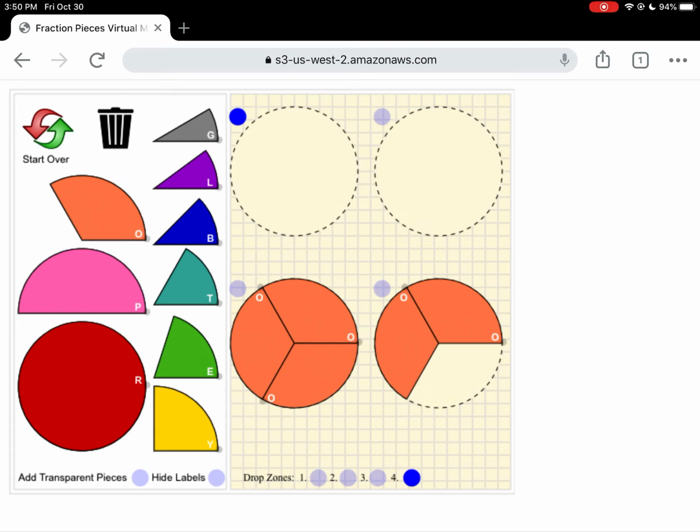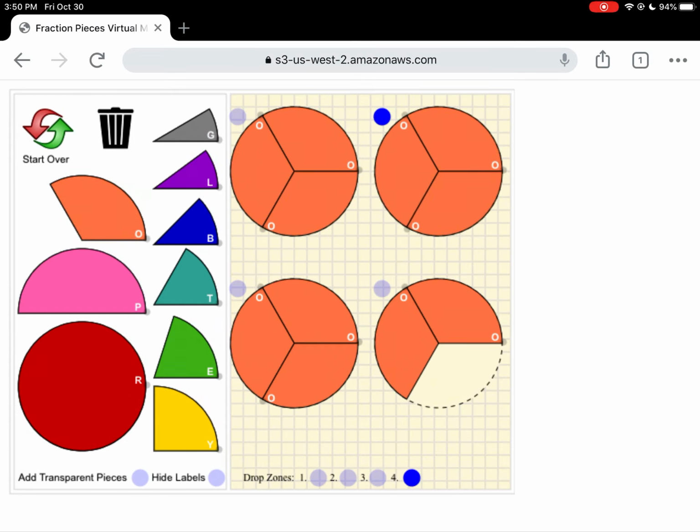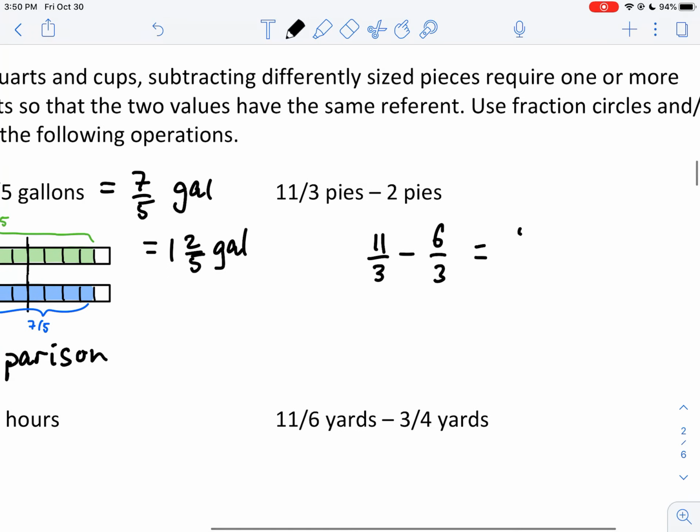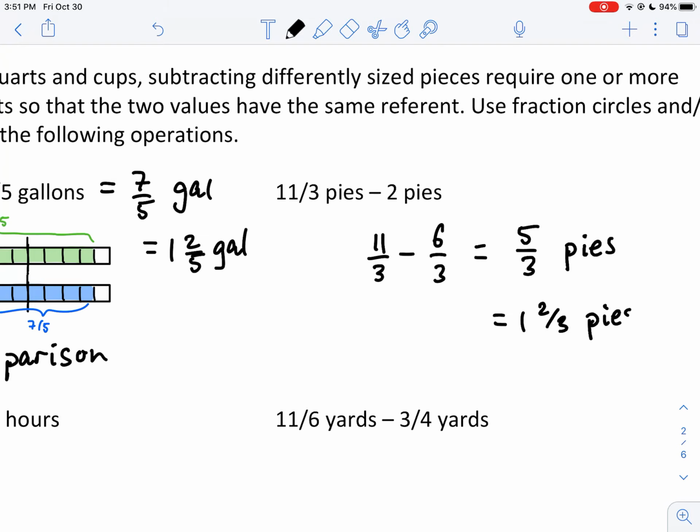Right, that was the 6/3 up here that I had removed. Right, there's the 2 that I then removed, 6/3 instead of just removing 2. And that gives us a total of 5/3 left. So we have 5/3 pies left, and that's the same thing as 1 2/3 pies.